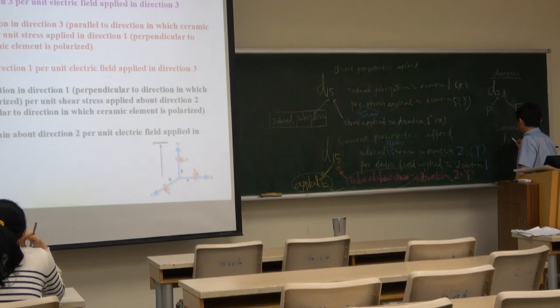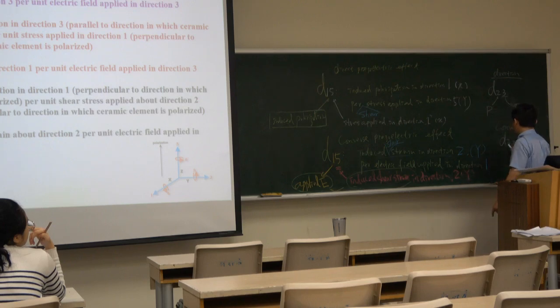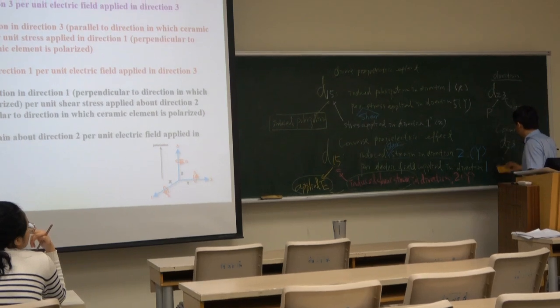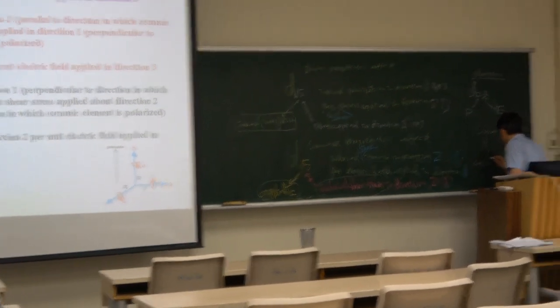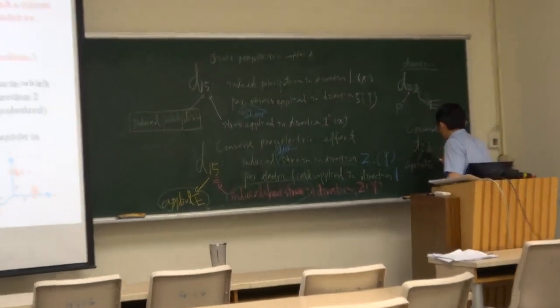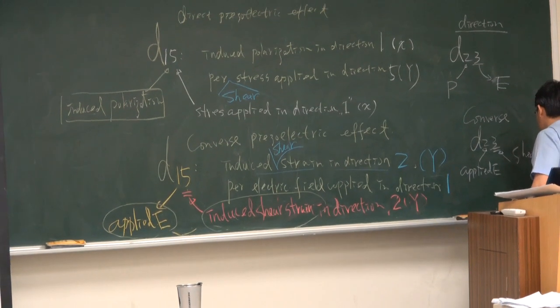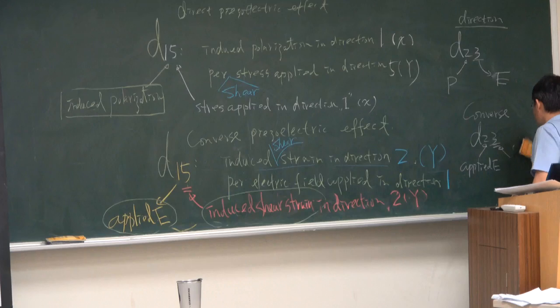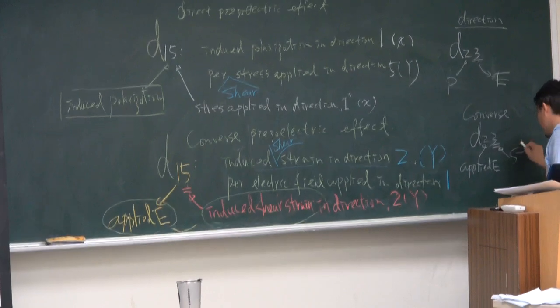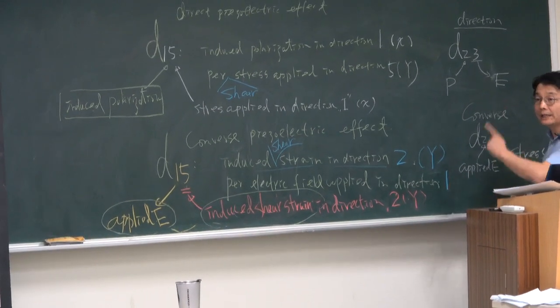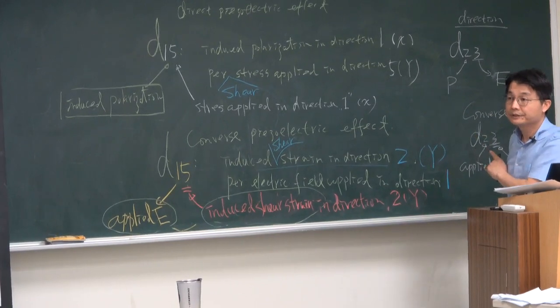If converse D2,3, you have an applied electrical field. The applied electrical field is external. And 3 is a shear strength. Sorry, it's not shear strength, it will be strength, because it's the z direction, right? On the z direction. Is that okay?